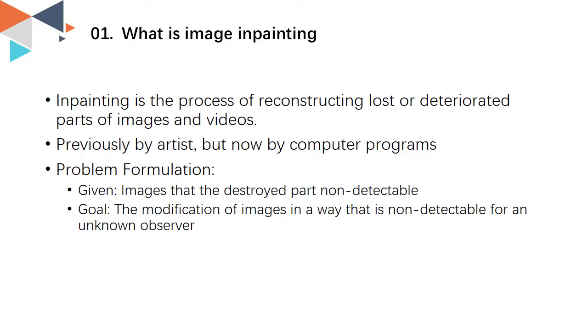So what is image inpainting? Inpainting is the process of reconstructing lost or deteriorated parts of images and videos. It was previously done by artists, and now it should be done by computer programs automatically. So let's give a problem formulation. Given images where the destroyed parts are non-detectable, our goal is the modification of images in a way that this is non-detectable for an unknown observer.